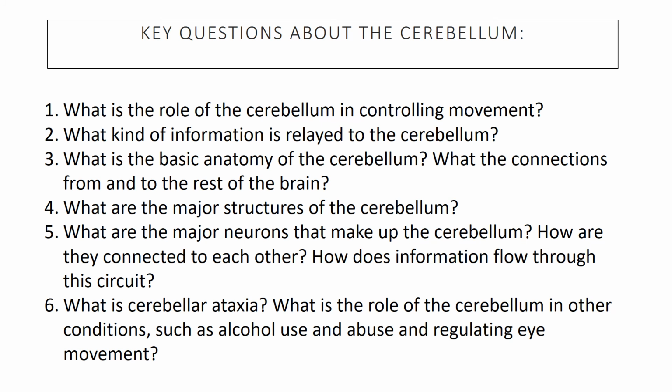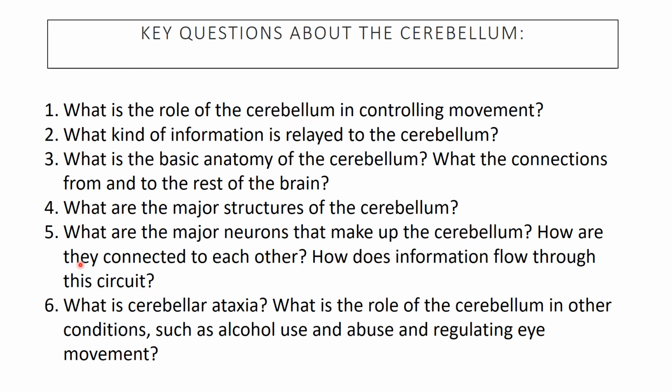So to wrap up, here are some key questions about the cerebellum. What is the role of the cerebellum in controlling movement? What kind of information is relayed to the cerebellum? What is the basic anatomy of the cerebellum? What are the connections from and to the rest of the brain? Via the peduncles, what comes up through the peduncles? What are the major structures of the cerebellum? What are the major neurons that make up the cerebellum? How are they connected to each other? How does information flow through this circuit?